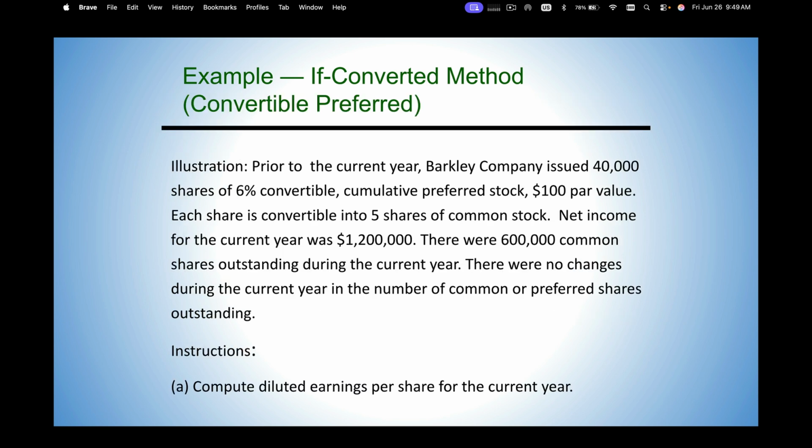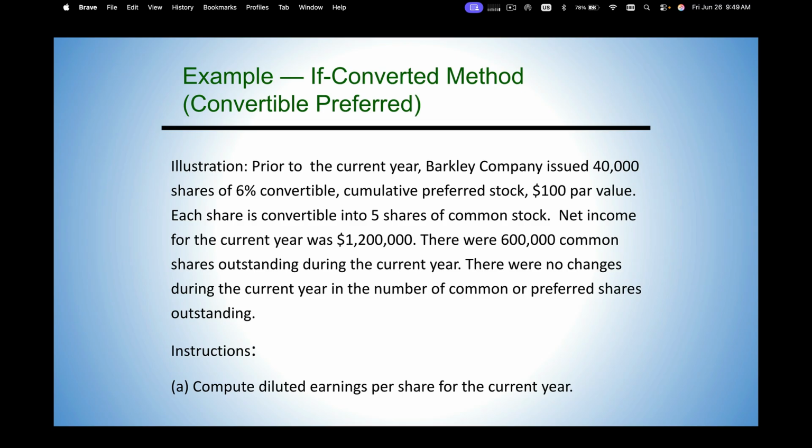The example: prior to the current year, Barclay Company issued 40,000 shares of 6% convertible cumulative preferred stock, $100 par value. Each share is convertible into 5 shares of common stock. Net income for the current year was $1.2 million. There were 600,000 common shares outstanding during the current year. There were no changes during the year in the number of common or preferred shares, so we don't have to worry about the weighted average computations. Compute diluted earnings per share for the current year.